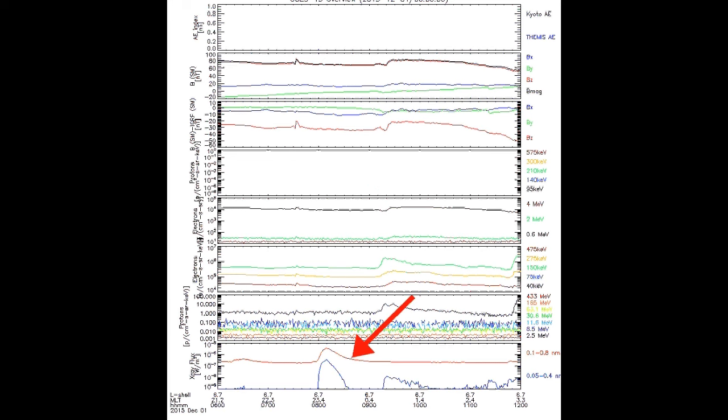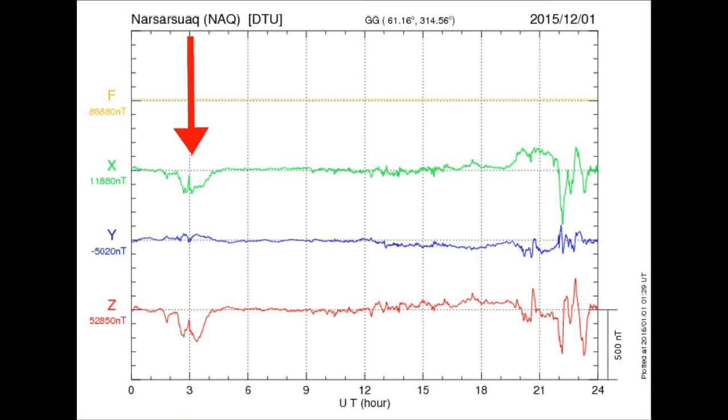Another interesting thing is the bottom graph, which shows the X-ray measurements. Those readings are connected mostly with solar flares. As you can see, there was visible activity recorded soon after the BY reconnection. But let's go back to the geomagnetic pulse recorded in the morning by the station in Greenland. Let's see what was recorded at the same time by the THEMIS satellites.